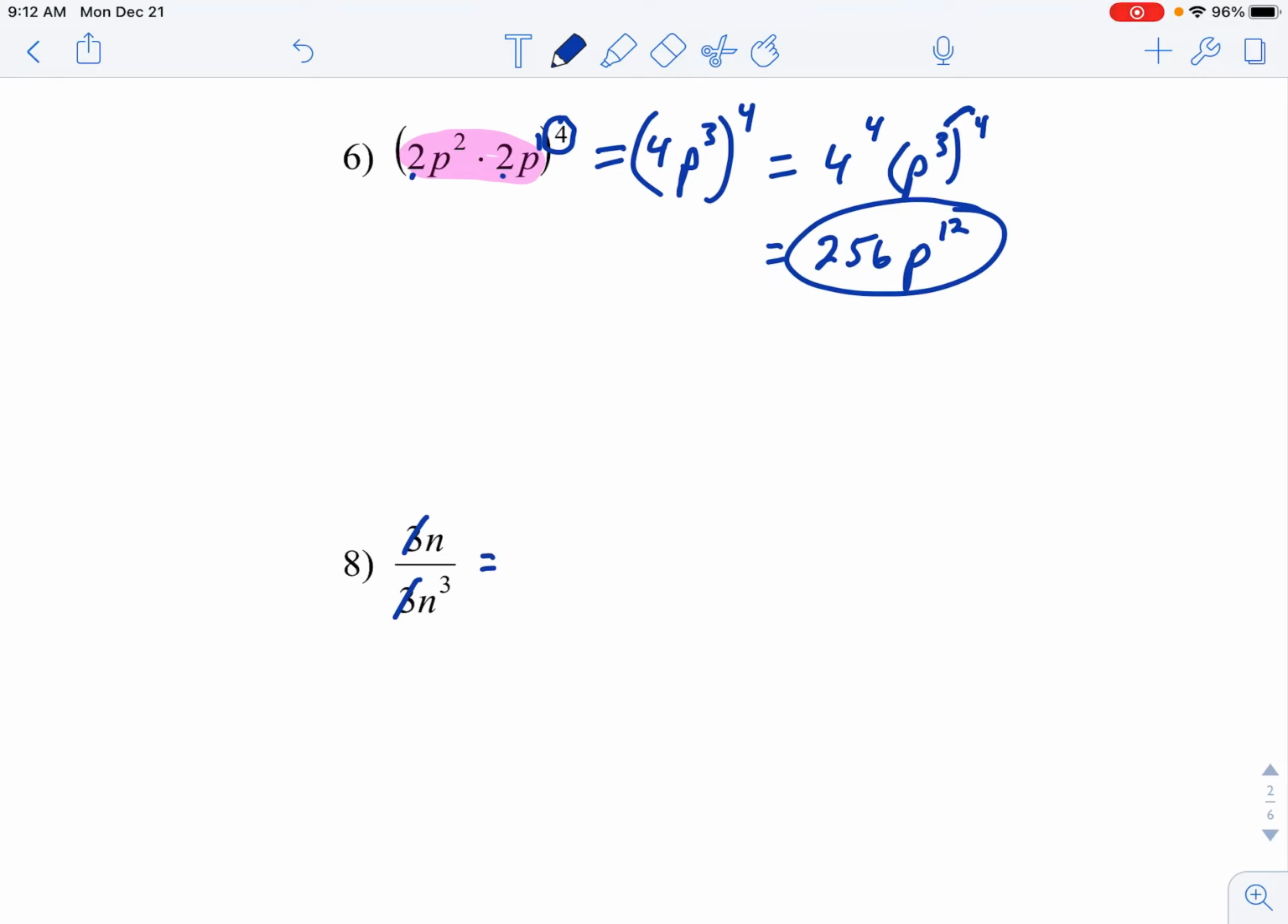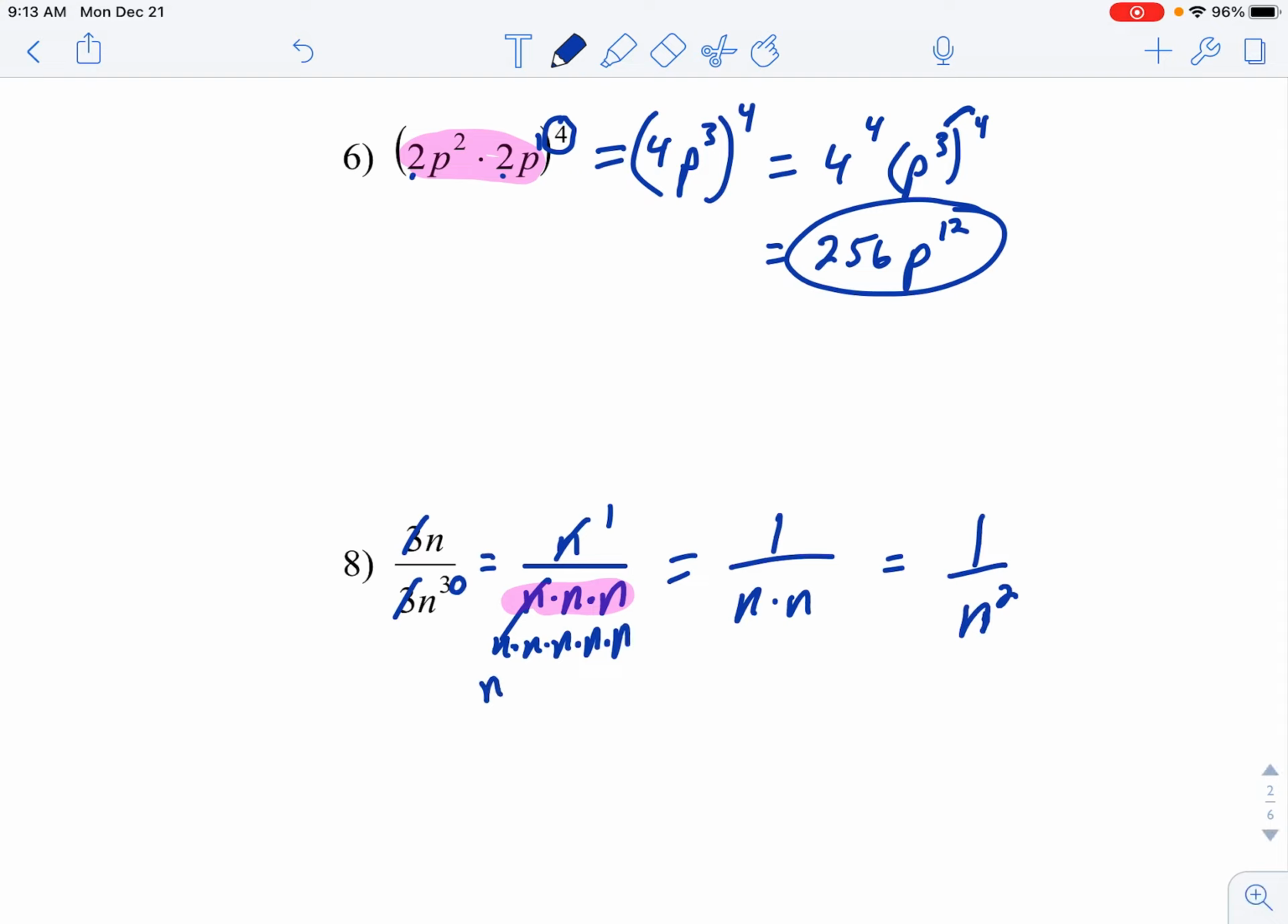Now, one way to do this is to say, okay, I've got n on top. N to the third means I've got 3 n's on the bottom, and then when these cancel out, remember when things cancel, they're dividing. N divided by n is 1, so that leaves you with 1 over n times n, which is 1 over n squared. So that's one way to do it, but honestly, you don't want to have to do this, because if this was a 30th power instead of a third power, would you really want to write 30 n's down here? That would be pretty ridiculous.